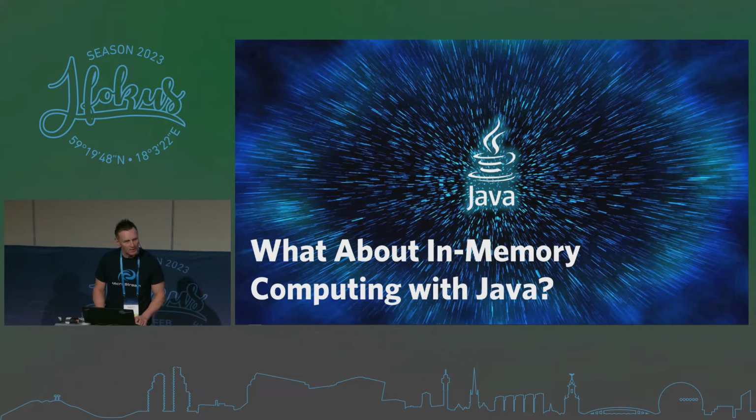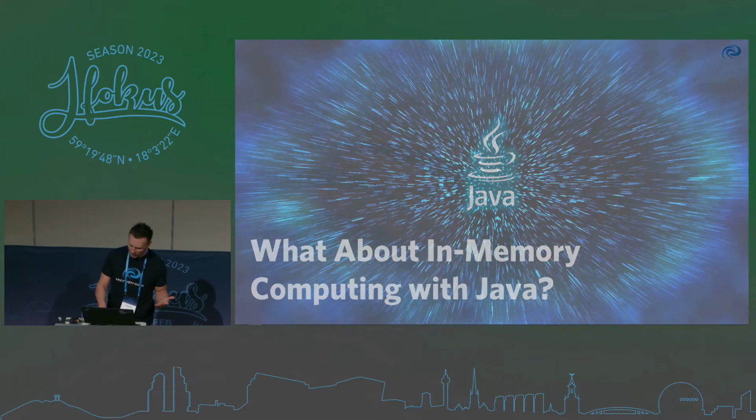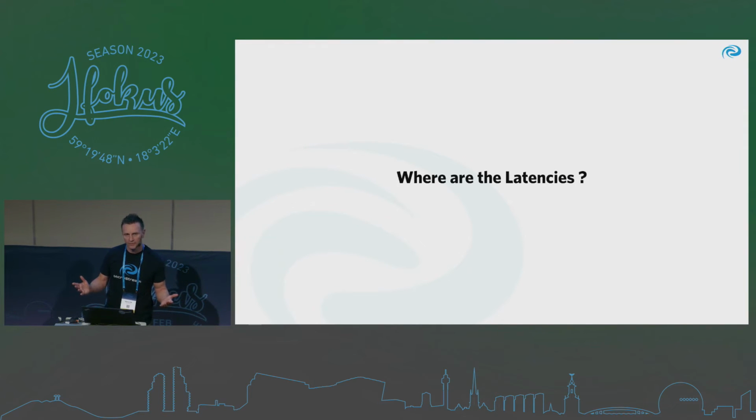But if Java is that fast, so we have a JIT compiler. The JIT compiler accelerates your application tremendously, then it's not that slower in comparison to a C program. Maybe C is a little bit faster, still faster, but with our JIT compiler, Java is incredibly fast. So the question actually is, where are the latencies? Why are database applications mostly slow?